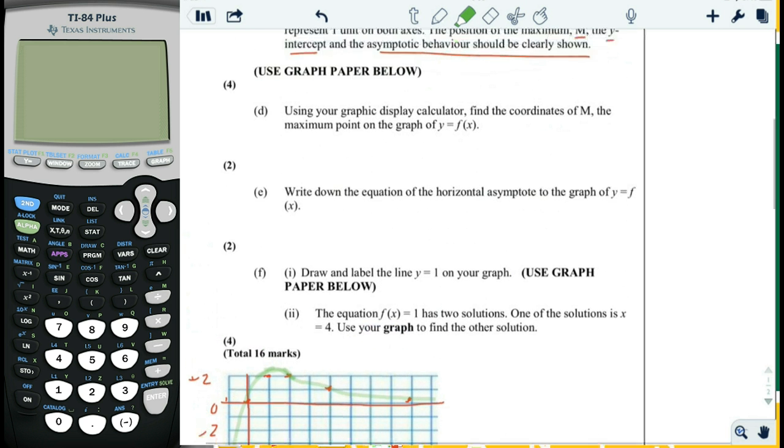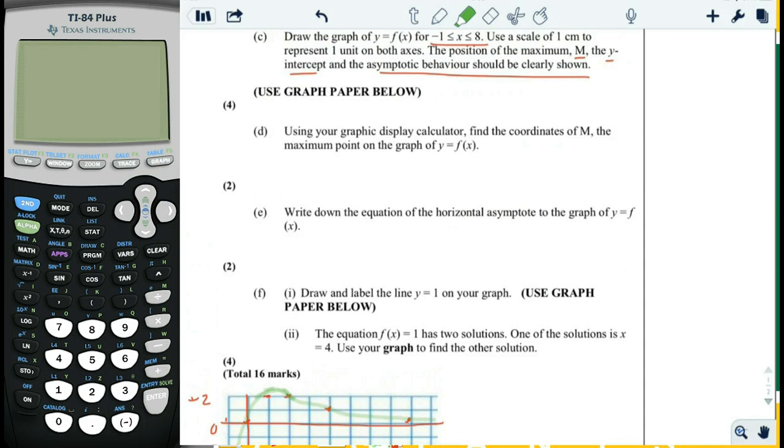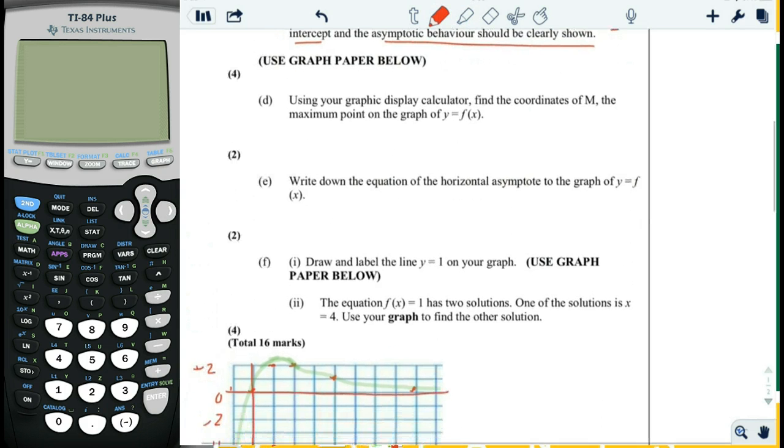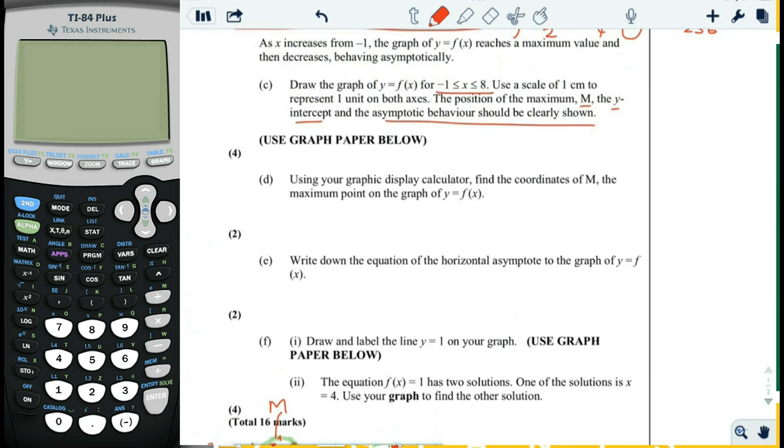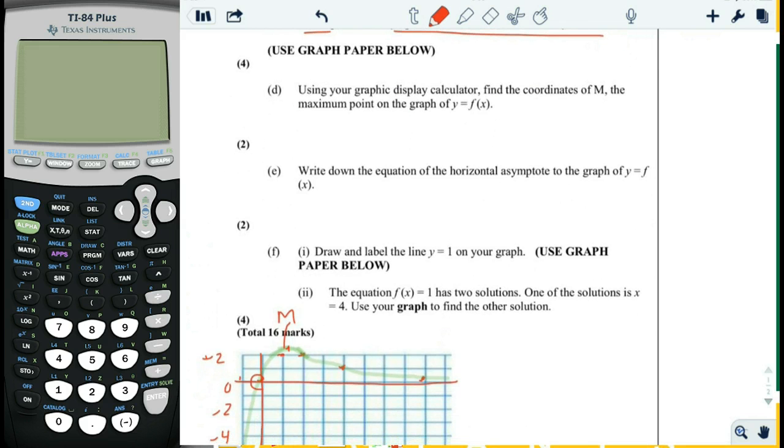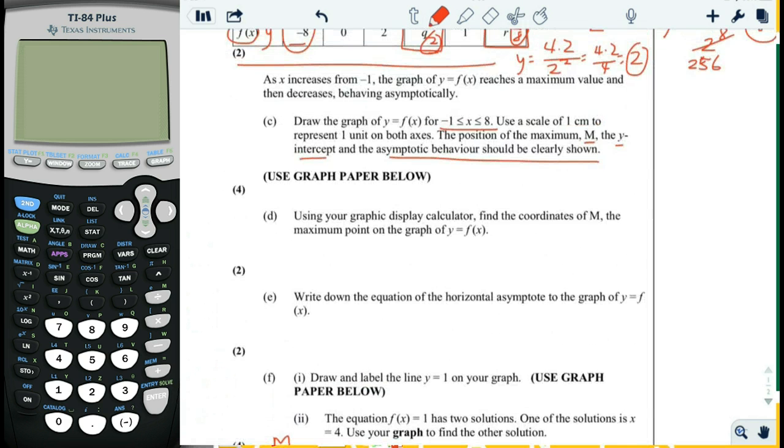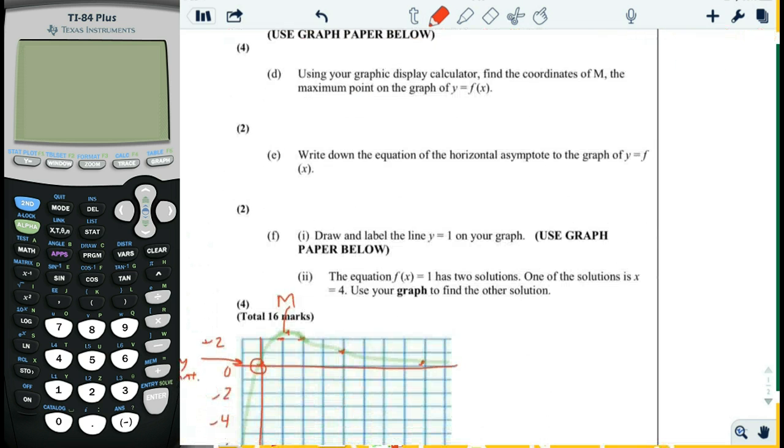Let's show the value of m. M is right there, right? The maximum value is right there. What else do we need to show? The y-intercept, that's the y-intercept right there, right? What else do we show? Asymptotic behavior. This is the asymptotic behavior. It's approaching this line. And what's the equation for this line? It's y equals 0.